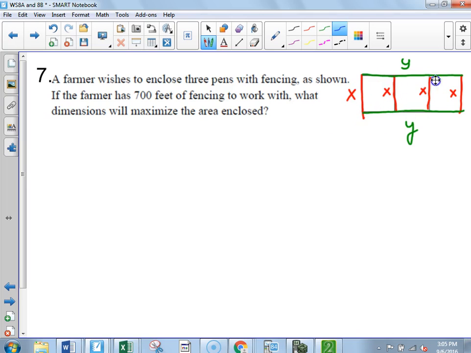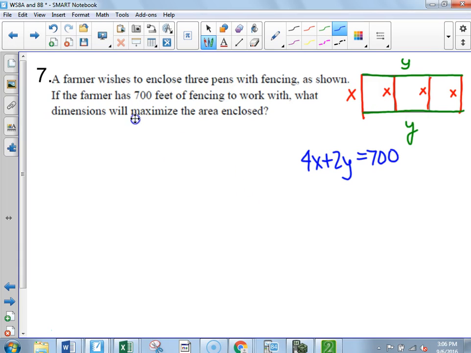When he starts cutting all these chunks of fence, it can't total more than 700. Vesma? Does that seem okay, guys? He's got to cut 4 X chunks and 2 Y chunks and go out there and put the fencing down, and it's got to be 700 or less. We're going to go with 700 for now.